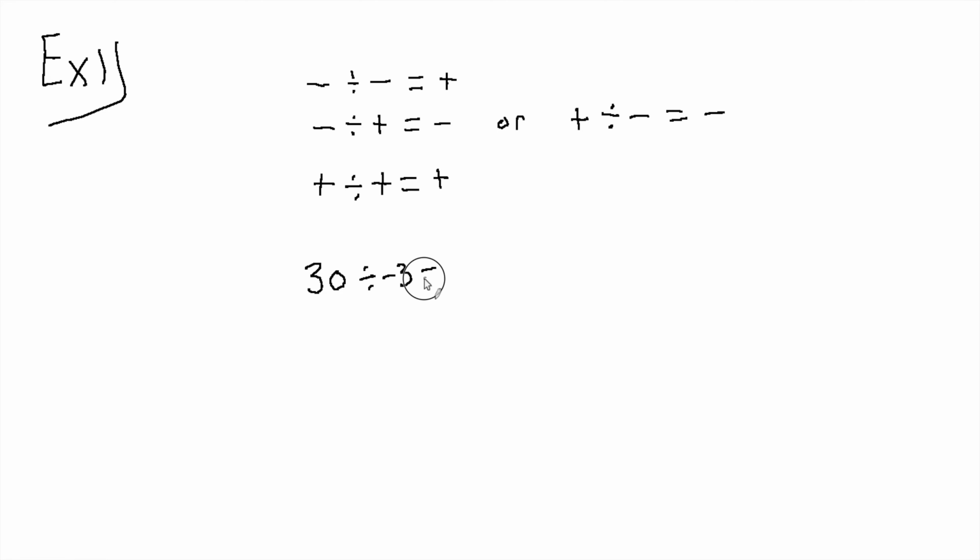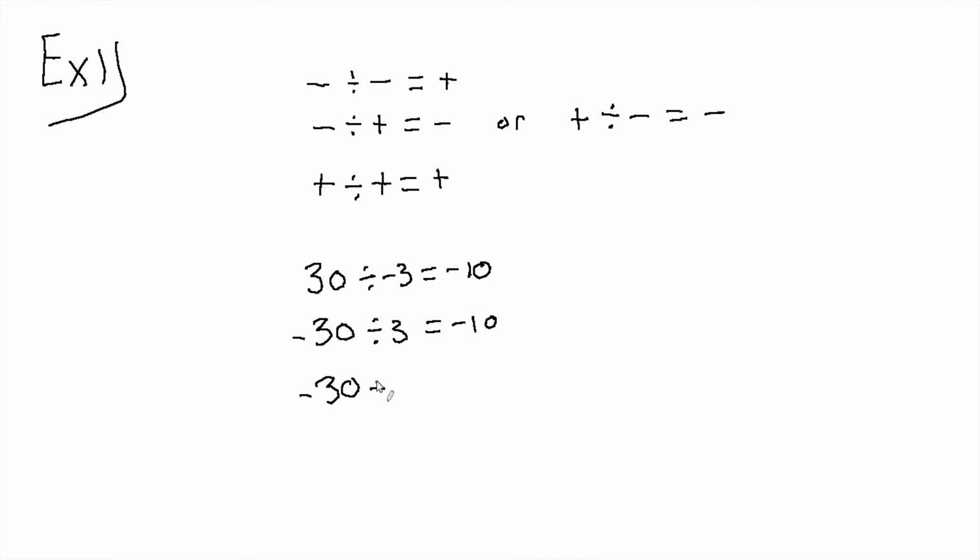Now, say we divide 30 divided by negative 3. Well, you're dividing two opposite signs, so your answer should be a negative. Now, just do the regular division and you get negative 10. Now, say you do negative 30 divided by positive 3. Well, they're two opposite signs. Again, you get a negative value for your answer. So it'd be negative 10.